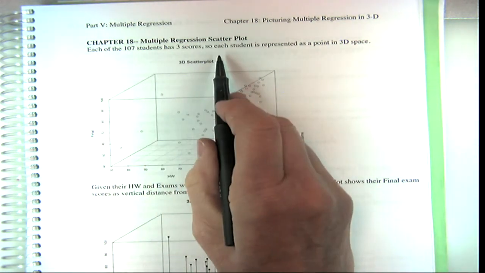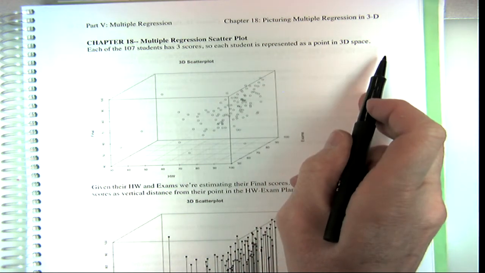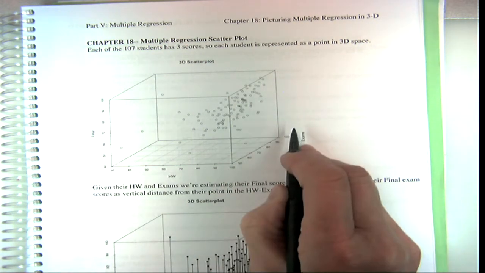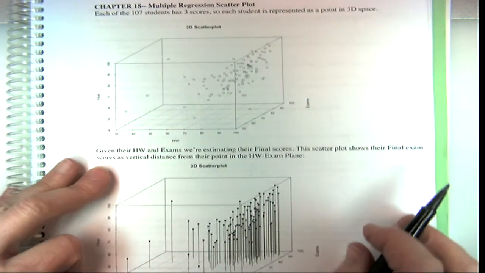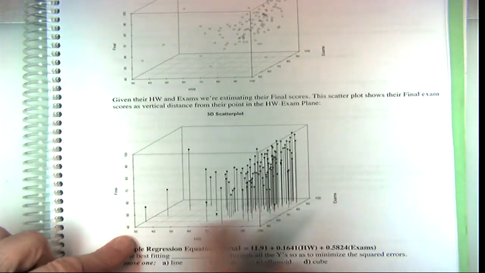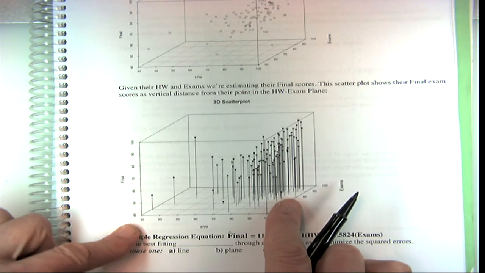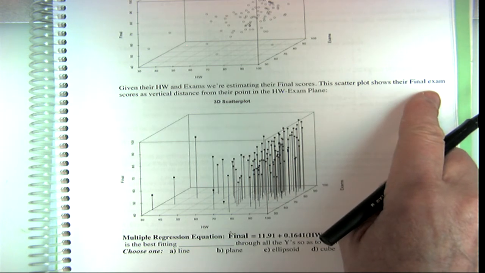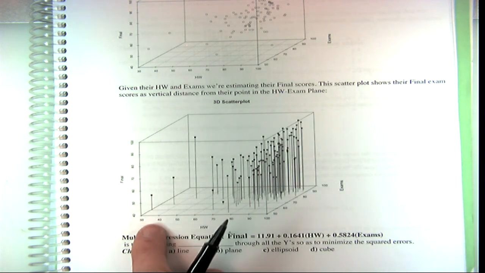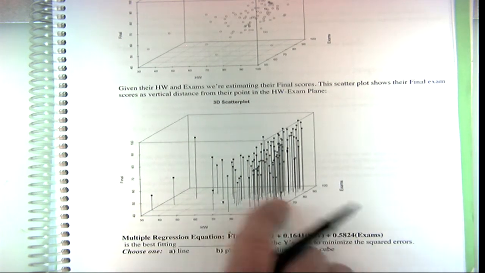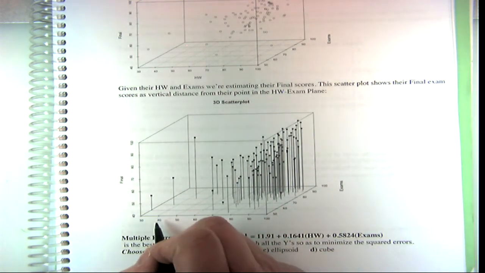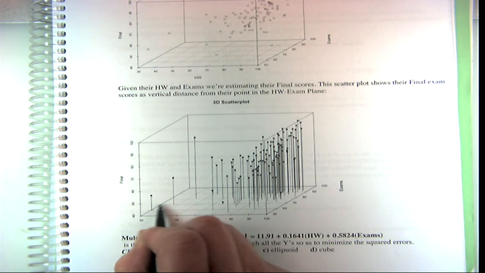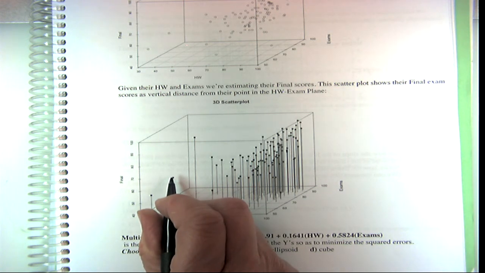Okay, so multiple regression scatter plots. Each of the 107 students has 3 scores, so each student represents a point in 3D space. Here is your homework, here's your exams, and here's the final. Given their homework and exams, given this plane, we're estimating how high up they are. The scatter plot shows their final exam scores as a vertical distance from their point in the homework-exam plane down there. For example, this person did terrible on the homework, very bad on the exams too, and then got a 70 on the final.